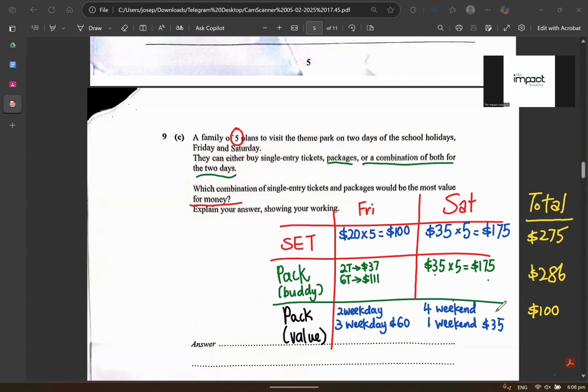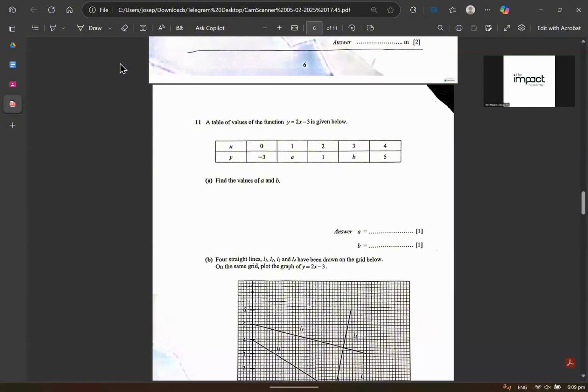Okay, so you add everything up together. If you add everything up together, how much is it going to cost? $100, $195 over here. Actually, this one is still more value for money. Can you understand or don't understand? All right, so that's the reason why your answer for this has to be the value pack, basically. Okay? All right.